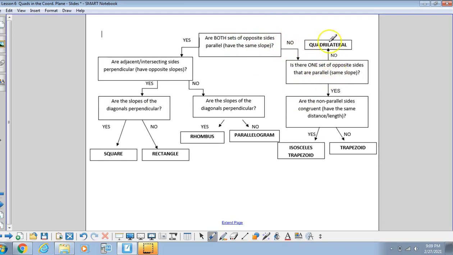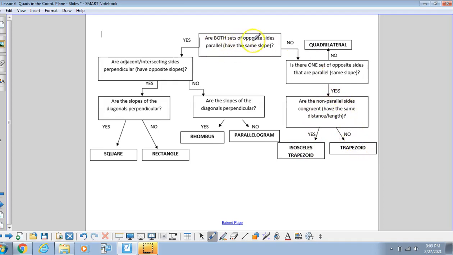If they don't have any parallel sides, then it's just a plain old quadrilateral. If it has one set of parallel sides, then we're talking about a trapezoid, and we look to see if the non-parallel sides are congruent. If yes, it's an isosceles trapezoid. If no, it's just a plain old trapezoid.